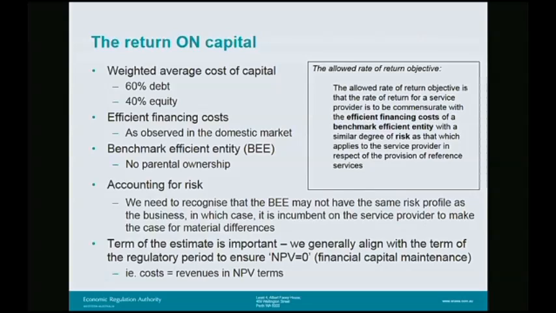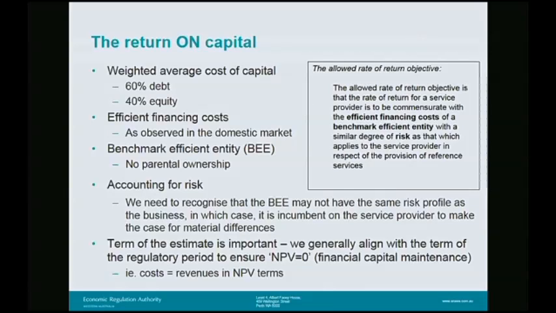Stefan will talk a bit more about risk, so I might skip over that. The other thing I wanted to mention is that the term of the estimate is important. I mentioned that we look forward 5 years generally for this incentive regulation, and there's an important principle here called financial capital maintenance, or the net present value equals zero principle, as we regulators like to think of it.